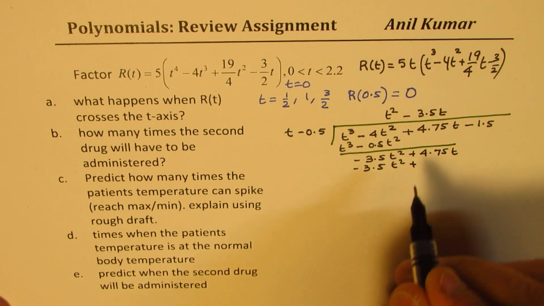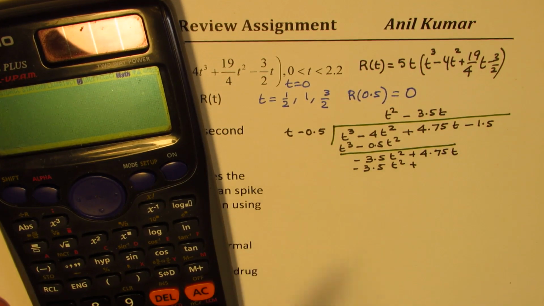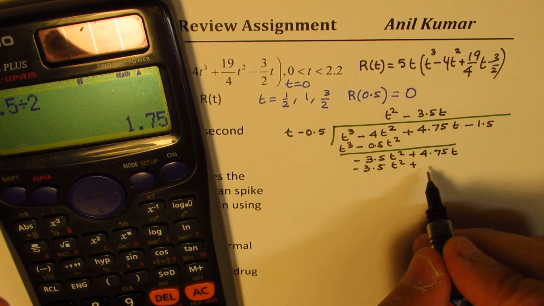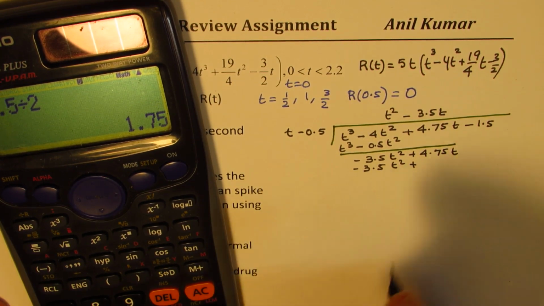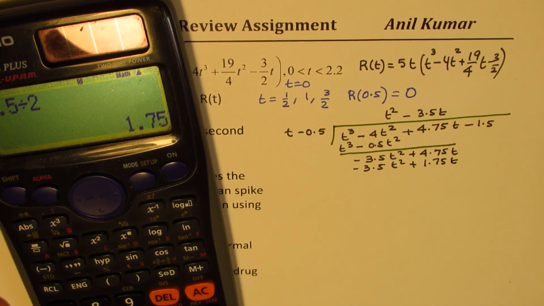Minus and minus becomes positive. Half of 3.5, right? So half of 1.75, I could write that. Well, let's do 3.5 divided by 2, and in decimals 1.75. So minus minus becomes plus 1.75t.